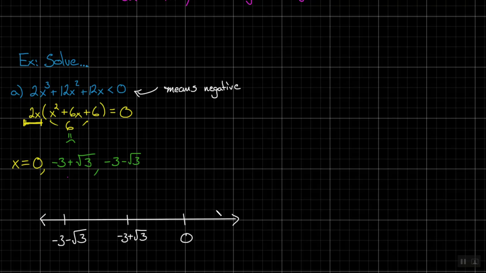Pick something here, between 0 and infinity. 1. Everybody okay with 1? You can pick 10 if you want to be obnoxious. But if we pick a 1, I'm just going to plug it into the original since you don't have a full factored one. 2 plus 12 is, don't care about the number, all I care about is the sign. Is it positive 26 or negative?